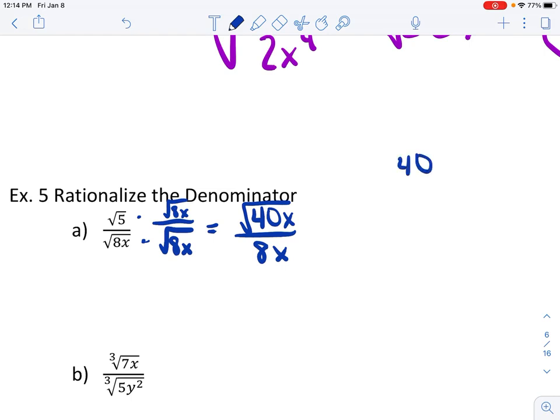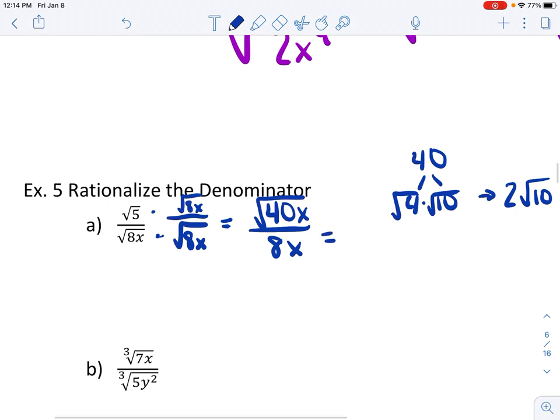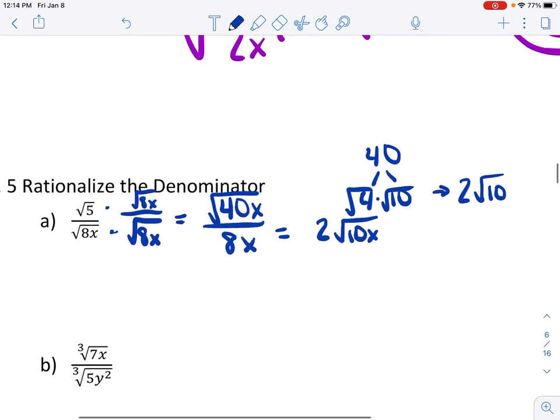40 does reduce. We have 4 and we have 10. That 4 is actually a perfect square. So we know this just comes down to 2 root 10. So we have 2 root 10. Don't forget the x inside with the 10. Maybe I should put this up here as well. There we go.